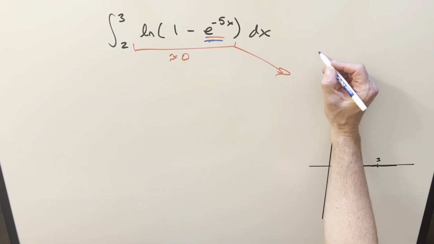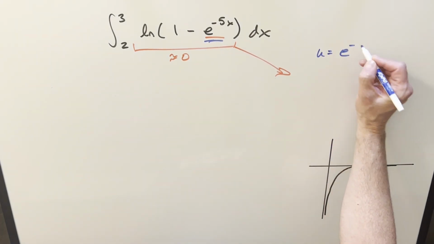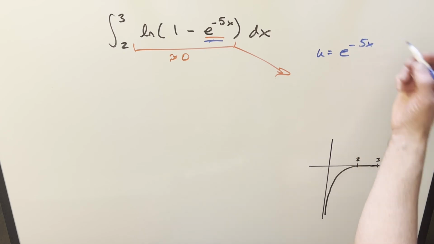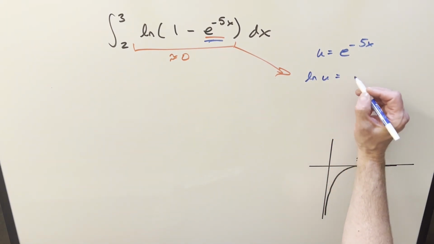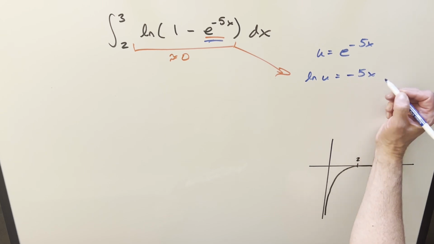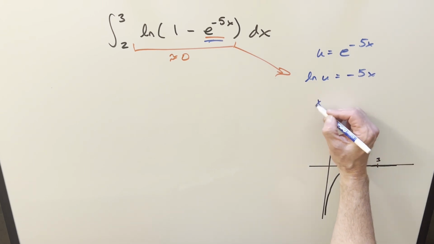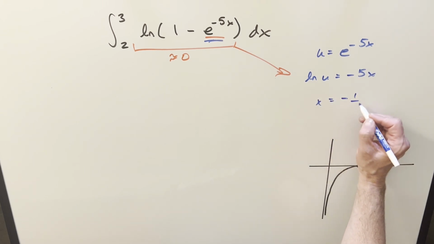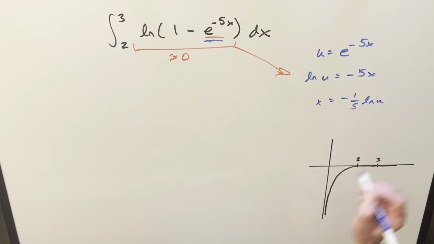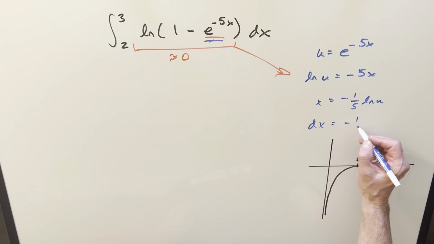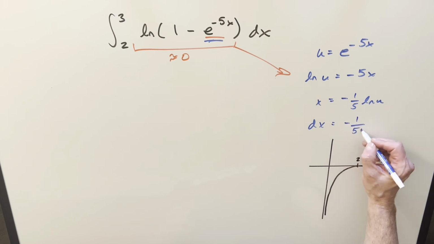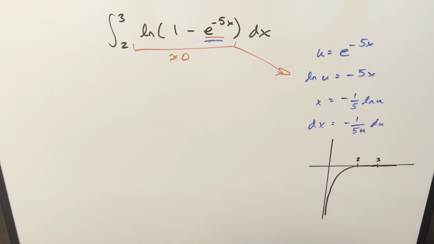So to start with the integration on it, let's do a u substitution just to clean up this part right here. So I'm going to set my u equal to e to the minus 5x. If I take natural log on both sides, we have natural log of u equals minus 5x. Let's isolate x, and we're going to have x equals minus 1/5 ln u.